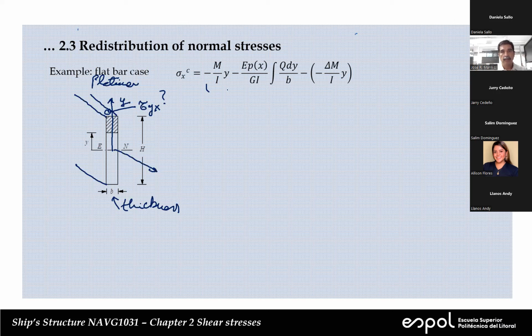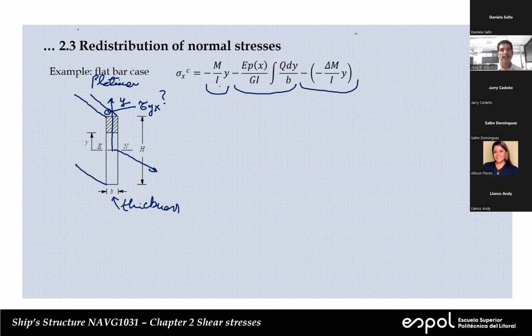This is 1, this is 2, and this is the Taylor correction. So we have pure bending, shear correction, and Taylor correction. This Taylor correction comes simply from the fact that we need to recuperate the bending moment if we integrate the first moment of the normal stress.